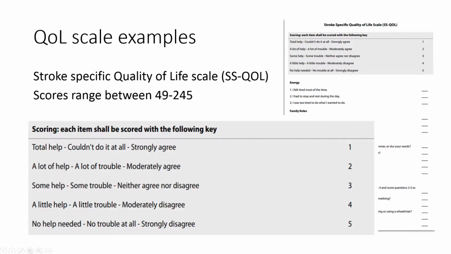And the scoring system is similar to what we've seen in other systems before, on a 1 to 5 scale, 1 being total help, couldn't do it at all, or strongly agree, through to no help needed, no trouble at all, strongly disagree. So we can see that the highest functioning people will score 5, and if they score 5 for all 49 questions, they'll end up with 245, which is the maximum.